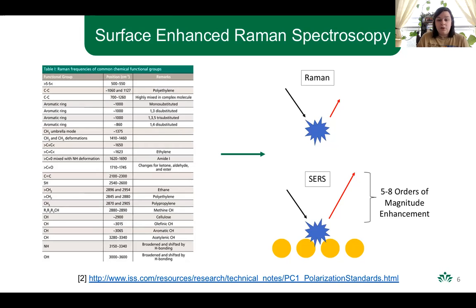So that's Raman spectroscopy. Unfortunately, that only happens in 1 in 10 million photons. So what we need to do is include metallic nanoparticles in order to increase the magnitude, enhancing the signal given off at that characteristic Raman shift.